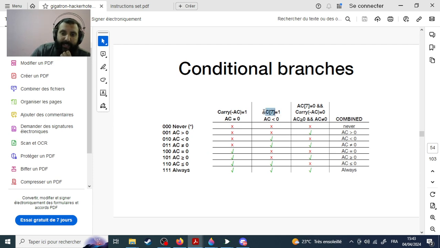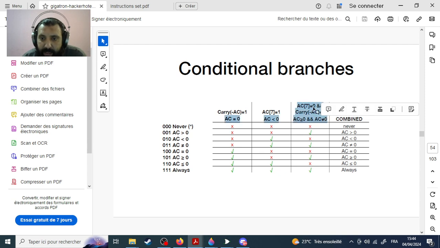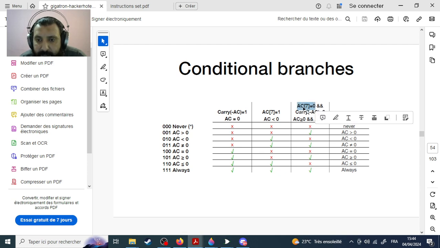Okay. And we have this one, it's very simple. The last bit, the sign bit. If the sign bit is equal to zero, it means that IC is less than zero. And this part, this condition, is used to calculate greater than. The condition is very simple. If the sign bit is equal to zero, we have two possibilities. Can you name them?